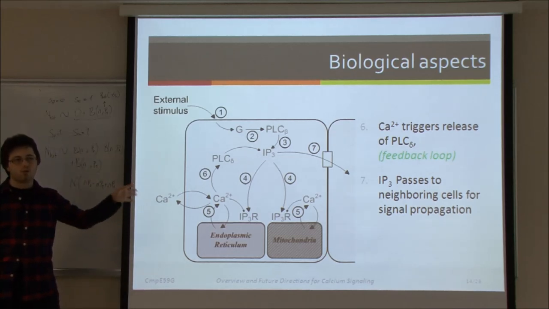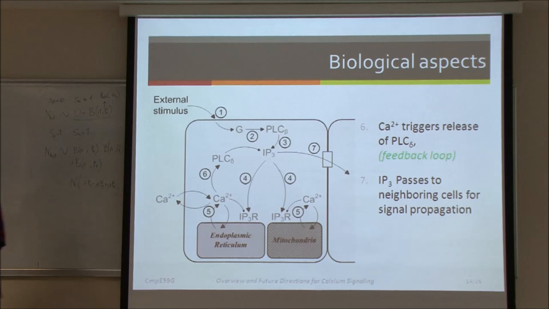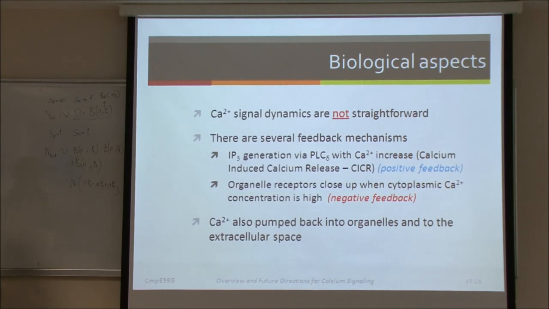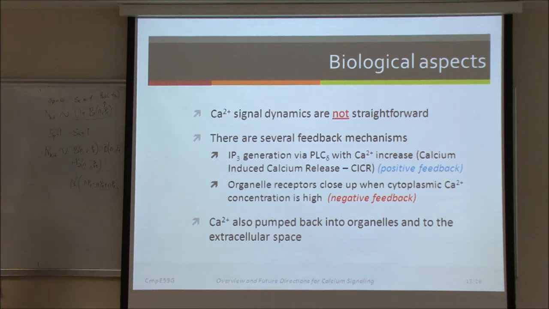If the calcium is too much in the cell for too long, the cell dies. It's very highly ionized and cannot survive. I don't know the reason, but it dies. So this is not straightforward. Like, I'm pushing this guy, he's pushing that guy, he's pushing that guy, and there's a linear relationship. No, it's not that simple. There are feedback loops.